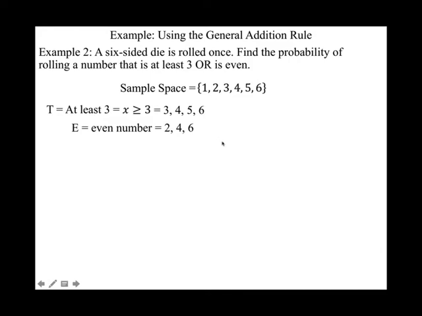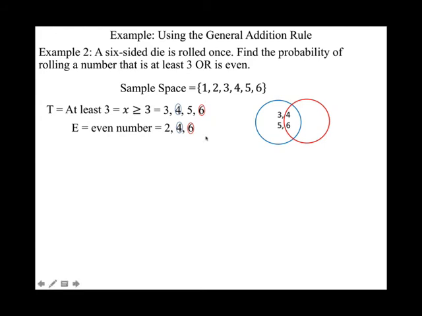Again, we want to find the probability that the number is at least 3 or is even. When you see or, you need to think about whether these two events are mutually exclusive or not mutually exclusive. So compare the outcomes for these two. You could see we have a 2, 4 here, we have the 6 in here. So T and E, they can happen at the same time.